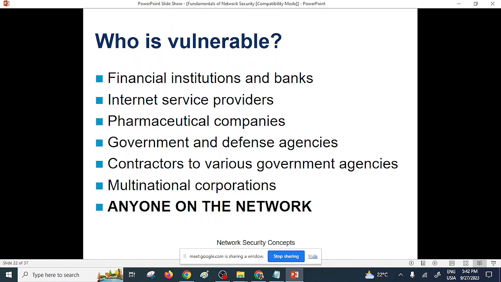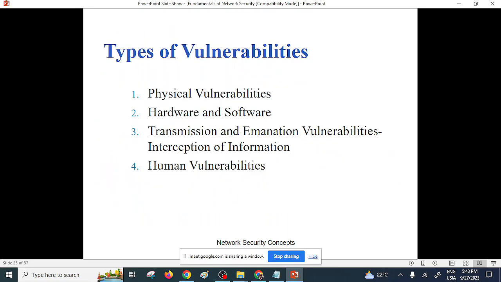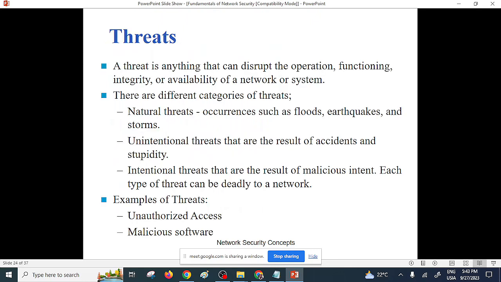Who is vulnerable? You, as an individual. You are. Financial institutions, ISPs, name them, right? Almost every organization or any kind of person or equipment or device that connects to a network is vulnerable. We can categorize these vulnerabilities into physical vulnerabilities, hardware, software, transmission, where we talked about integrity issues. The lethal one is human vulnerabilities, yeah? And that's what we really need to check.